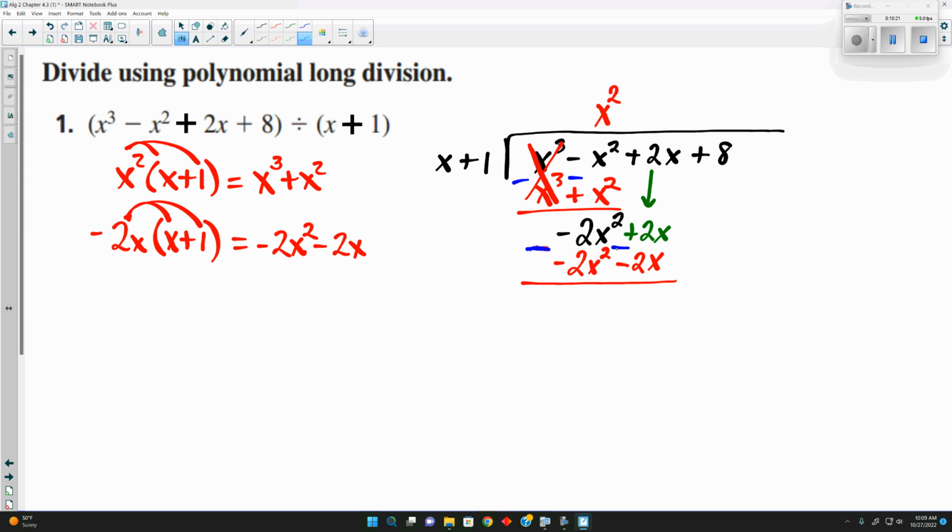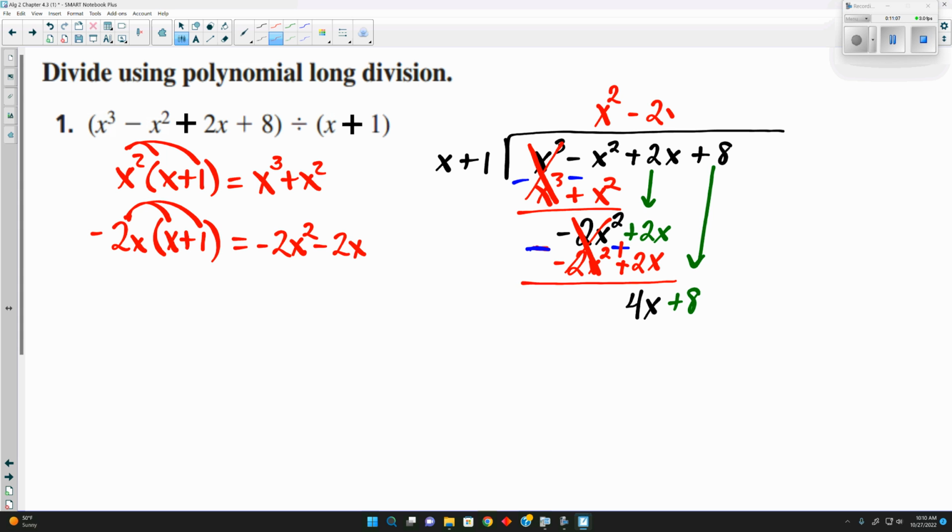Negative 2x squared minus negative 2x squared is 0. Negative 2 minus negative 2 is 0. And that's what we want. We want these to cancel. We always want that first term to cancel out. Now, 2x minus negative 2x, well, the negative and negative make a plus, giving us 4x. Questions on this here? Is this as bad as what y'all thought this was going to be? And then we drop down the 8.